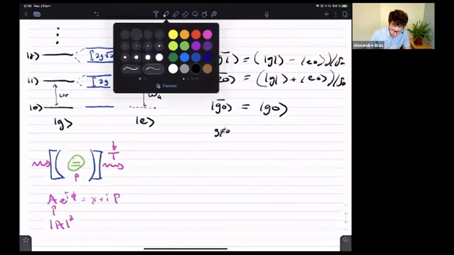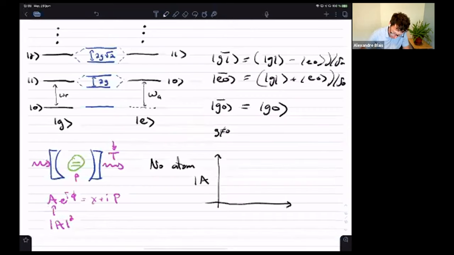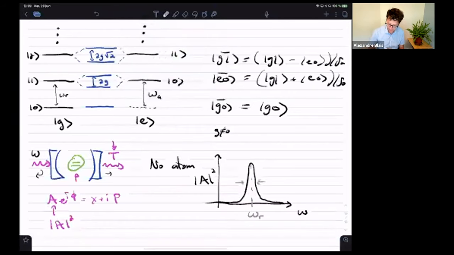So if there is no atom, what you expect to see is simple. The amplitude squared, the power, as a function of some input frequency, omega, will be peaked at the cavity frequency. Of course, if you're driving at a frequency which is way off resonance, most of the field will be reflected. If you're driving on resonance, the field will be transmitted. And so what you see is what I just said: off resonance, no transmission, on resonance, large transmission, goes down again. That should be a nice Lorentzian, but because I'm incapable of drawing correctly, it's something. And the width of this will be given by kappa.